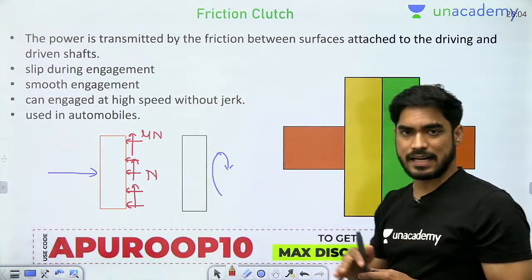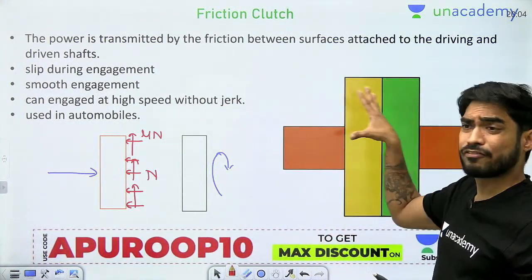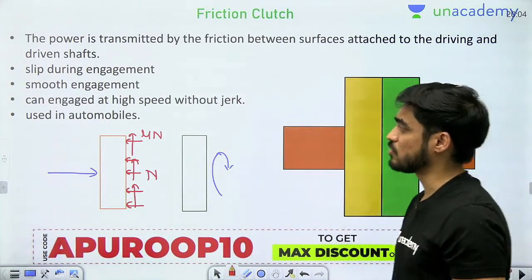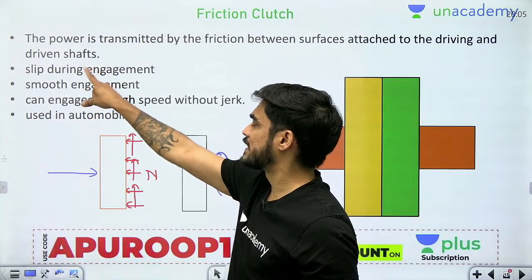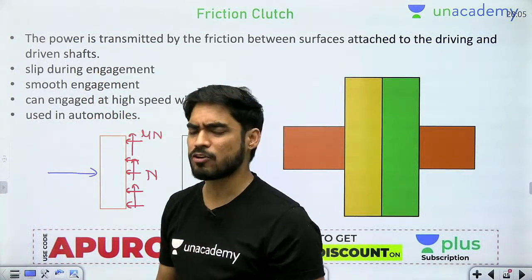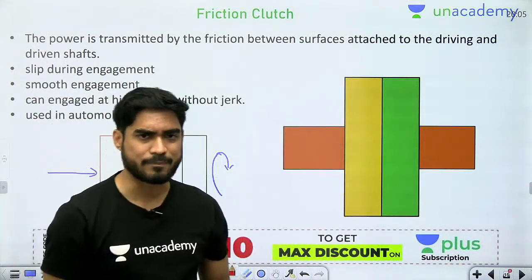So beta, let's understand what are the advantages and disadvantages of friction clutch, okay? So in case of friction clutch, there is a smooth engagement. Slip occurs during the engagement. What do we mean by slip? What does slip mean, beta?